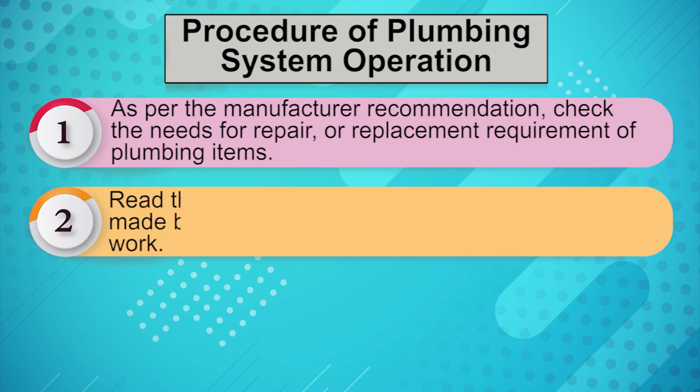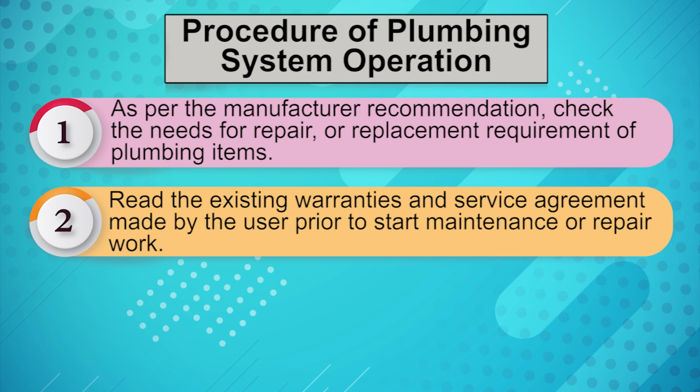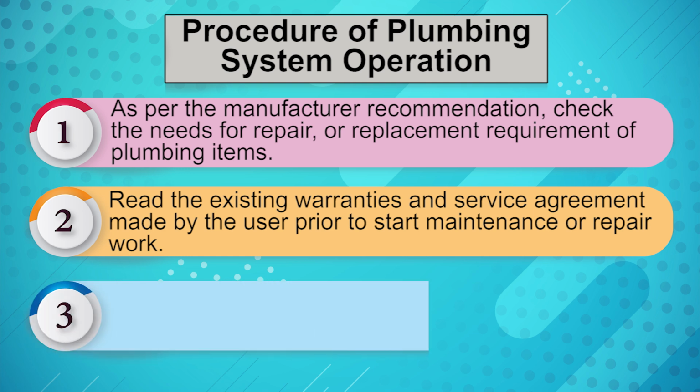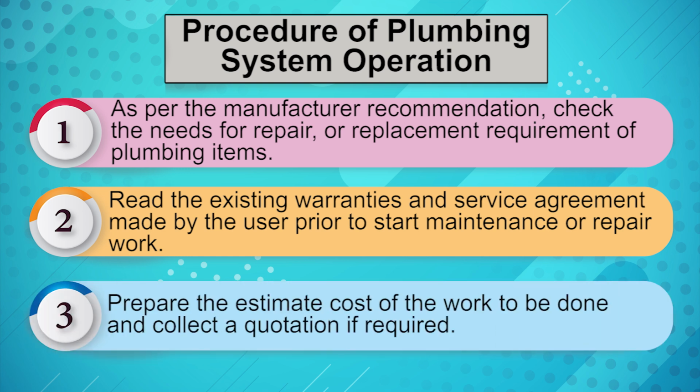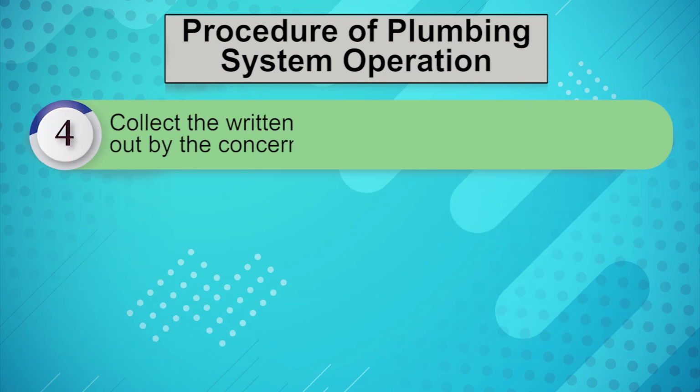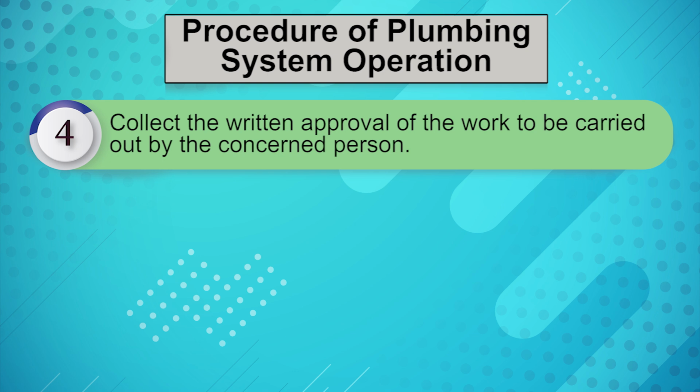Number 2. Read the existing warranties and services agreement made by the user prior to starting maintenance or repair work. Number 3. Prepare the estimated cost of the work to be done and collect a quotation if required. Number 4. Collect the written approval of the work to be carried out by the concerned person.